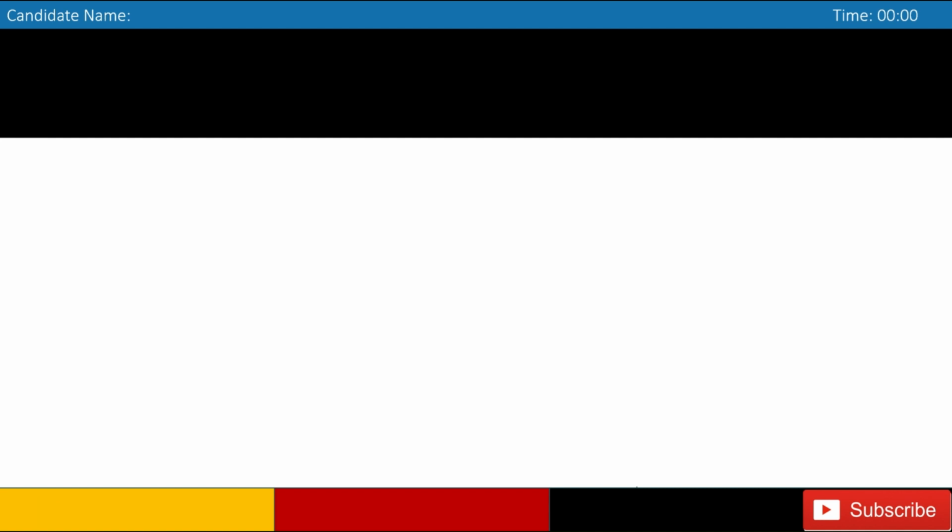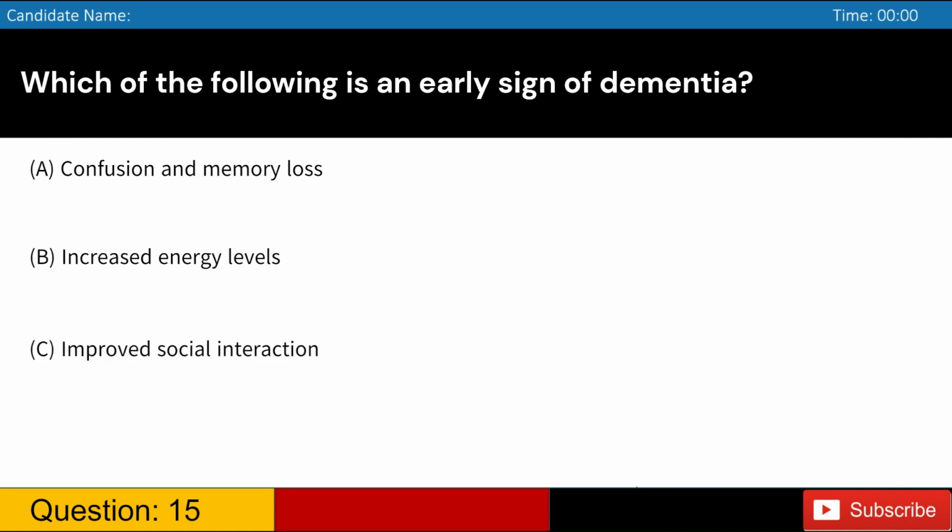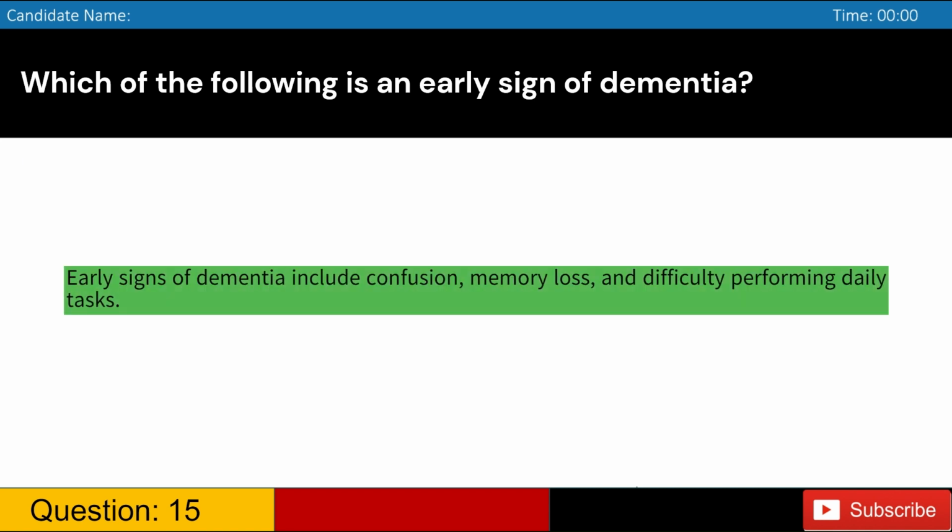reading. Which of the following is an early sign of dementia? A. Confusion and memory loss. B. Increased energy levels. C. Improved social interaction. D. High fever. Answer A. Early signs of dementia include confusion, memory loss, and difficulty performing daily tasks.